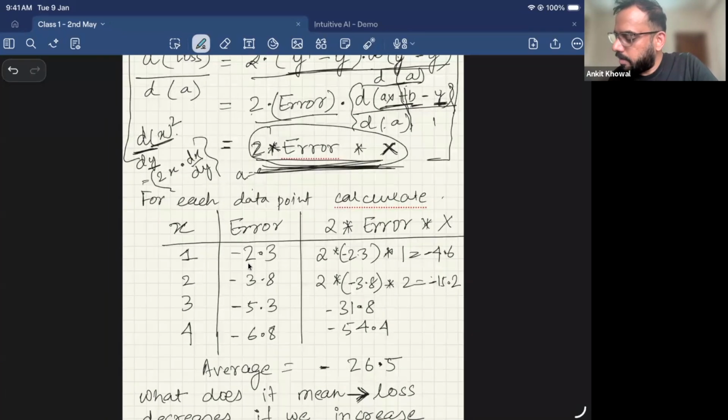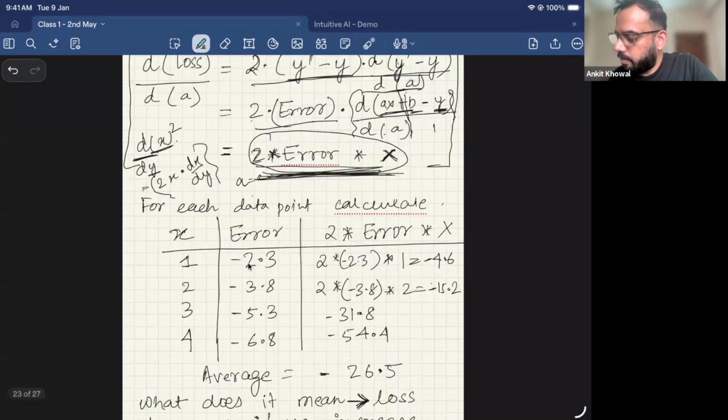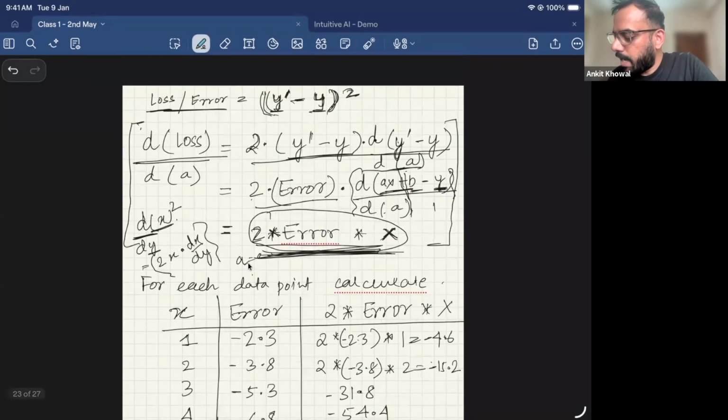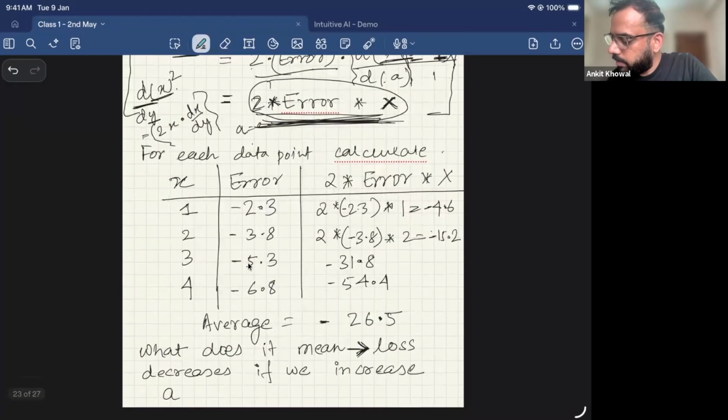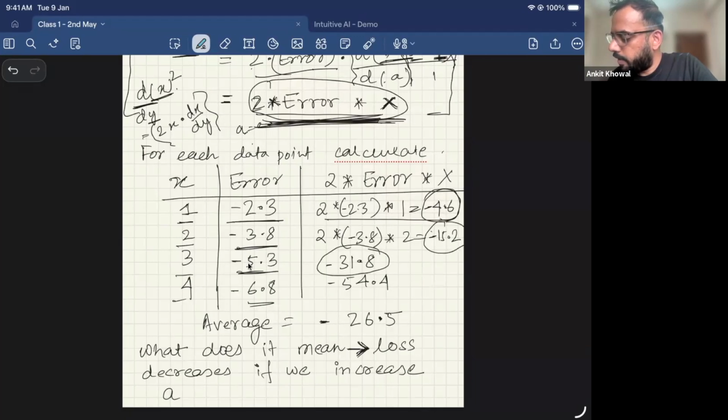So that is how it is. Now I calculate this derivative: what is the impact on the loss with respect to a? So I got this formula. Now I will just substitute the values in this formula, where x was 1, 2, 3, 4. The error was this. We had calculated this previously. Now I know that to calculate the overall impact, I have to use this formula. This was my error, and this is the overall error. This is how A is contributing to the error, and then I take out an average.